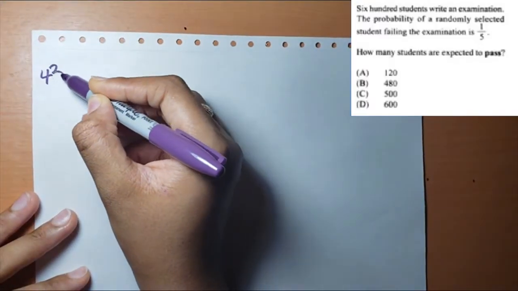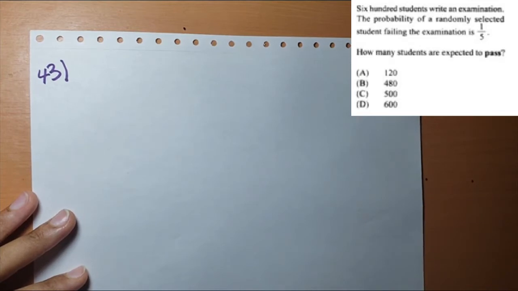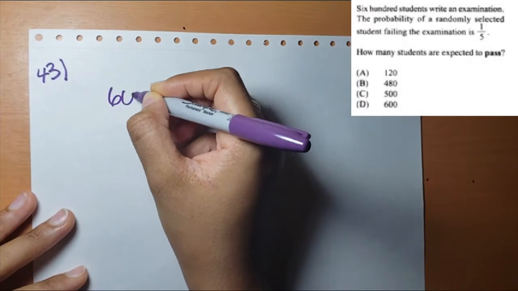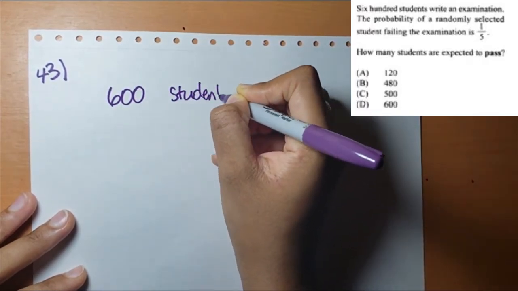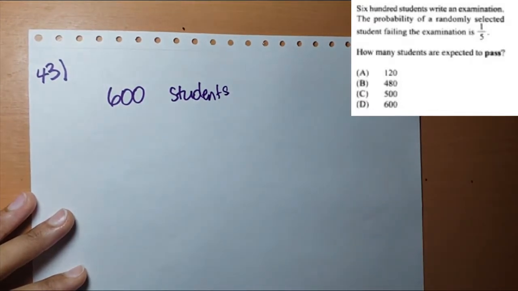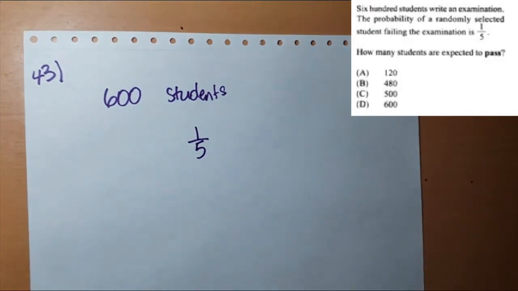Number 43. 600 students write an examination. The probability of a randomly selected student failing the examination is a fifth. So 600 students are writing CXC Math. The probability of a randomly selected student failing this exam is 1 upon 5. That means that in every 5 students, one of them is going to fail.